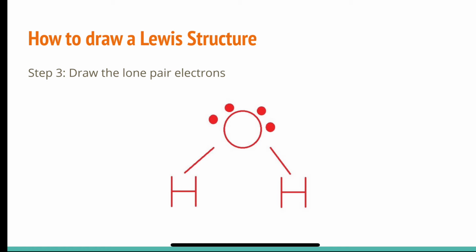Step 3 is to draw the lone pair electrons. Since oxygen has 6 valence electrons, we'll only draw 2 lone pairs around it since there is a valence electron represented by each of the single bonds. Likewise, since the hydrogens only have 1 valence electron each, those are also depicted by their single bonds to oxygen.